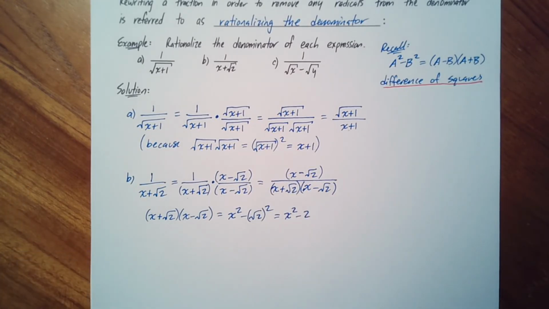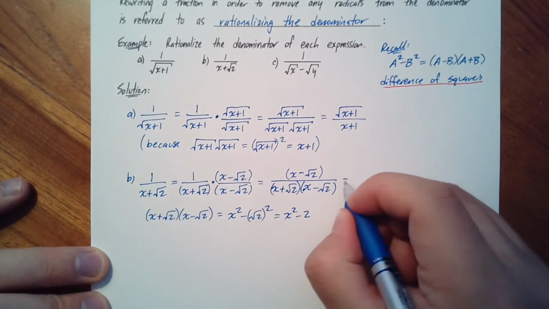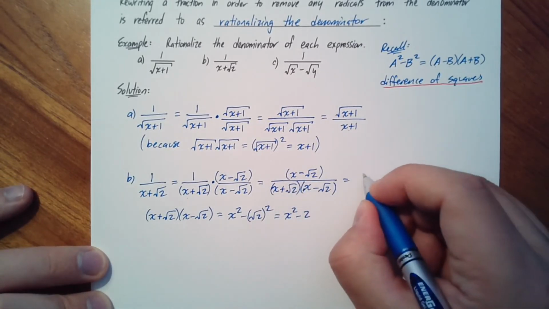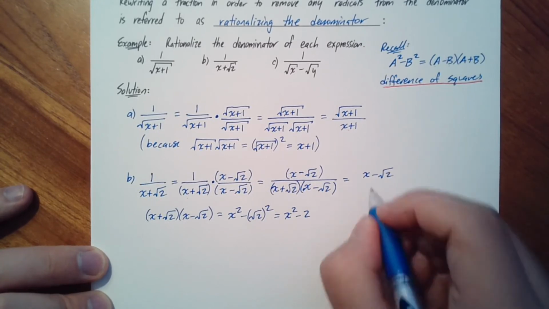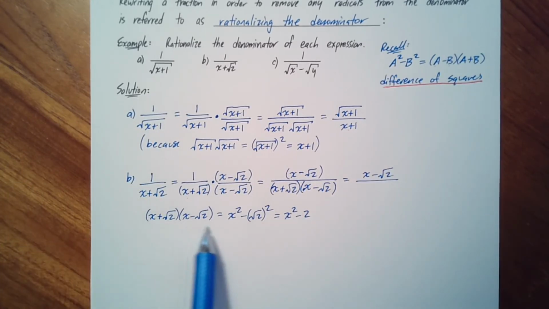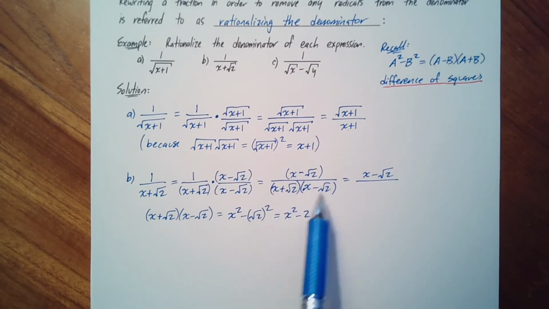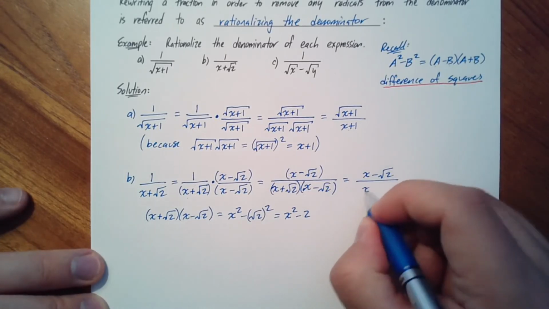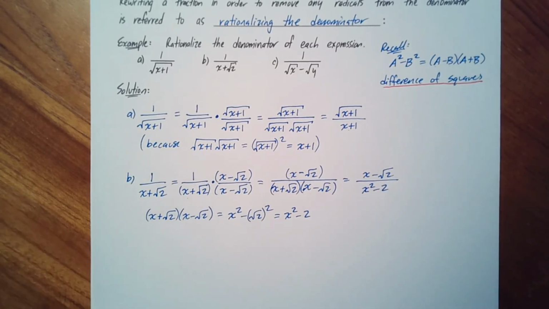So that's why this works, because now if I go back up to the original context, the numerator is going to be x minus root 2, and the denominator is going to be x squared minus 2 because of this mathematics here, right? If you multiply these two factors, it turns into x squared minus 2. So you get x squared minus 2 in the denominator.